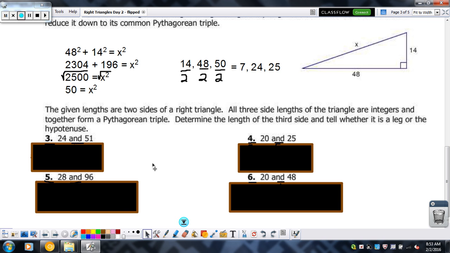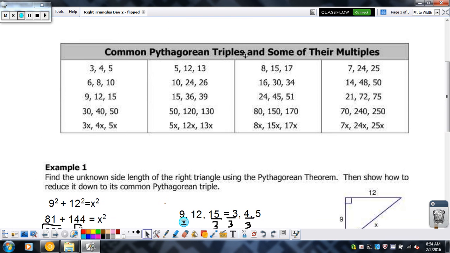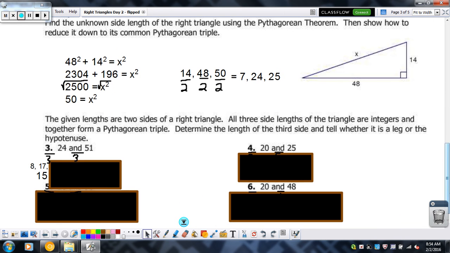So in order to do this, what I'm going to look for first is what are both of these numbers divisible by. 51 and 24 are both divisible by 3. When I divide them both by 3, I get 17 and 8. So now I'm going to come back up to my triples, look for one that has 8 and 17. Here it is. The only number missing is 15. So that must be my missing side. Now I have to determine if it's a hypotenuse or a leg. 15 is not my greatest number, so it must be a leg. Remember, your greatest number is always the hypotenuse.